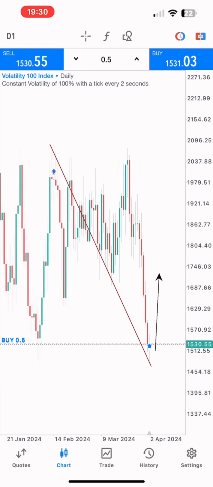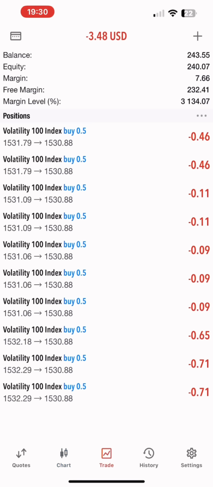See, same analysis, same strategy, same concept. A few moments later.